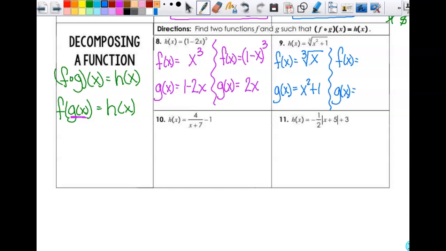Does anybody have anything different? You have something different? Nope. You have the same thing. What if I said g of x is x squared? Okay. And then what would f of x be? Cube root. Okay. Very good. X plus 1. Okay. That makes sense? That works. All right. So try number 10. Try and come up with more than one if you can, but at least come up with one.